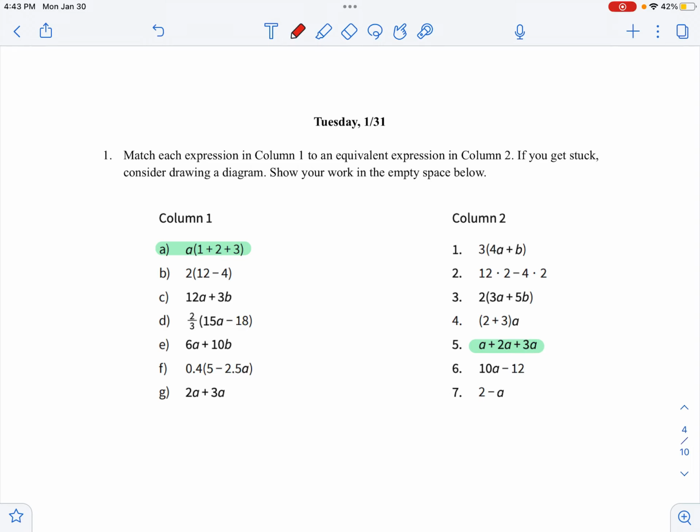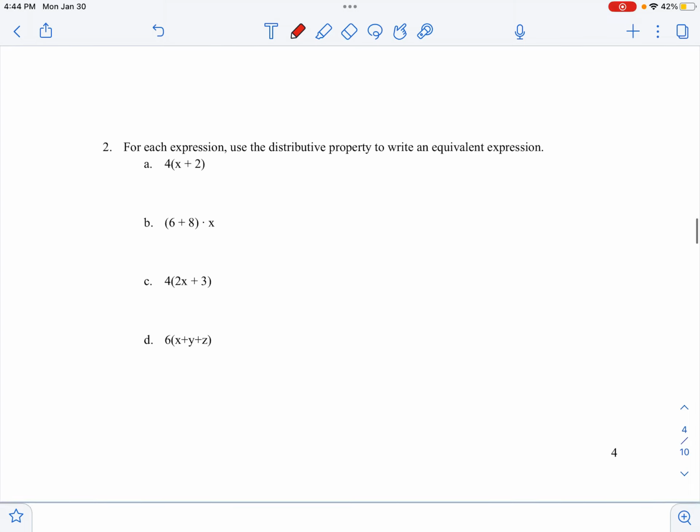Here's why. I know that when I have A right outside the parentheses, I can distribute it to each term inside the parentheses, which means I have 1A plus 2A plus 3A, because I usually write the numbers before the variables. That's the same thing as A plus 2A plus 3A, because I don't need the 1 in front of the A. And so option A matches with 5. Make sure that you're showing work on this question similar to what I just demonstrated, so I know where you got your matching from. Question 2.